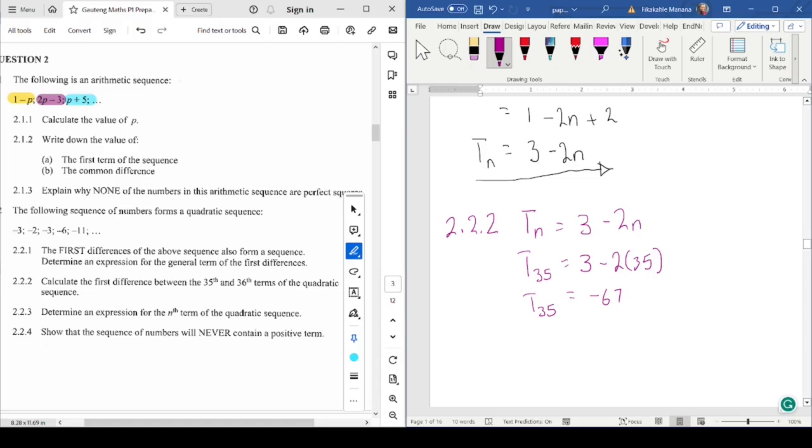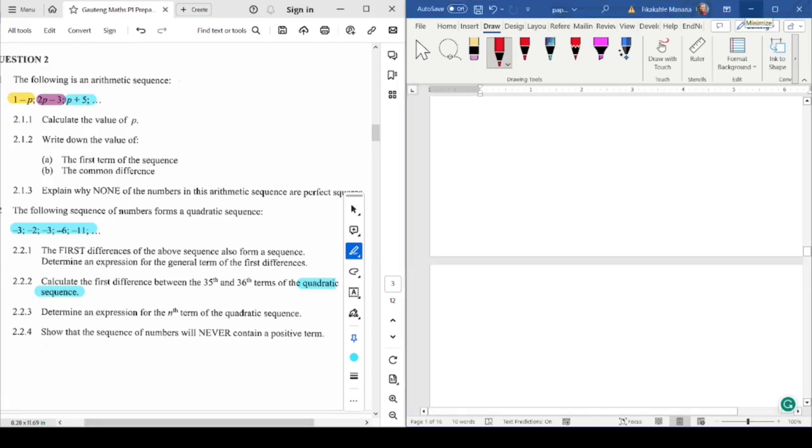You need to read the English. It says of the quadratic sequence, and the quadratic one is the first sequence. This is the quadratic one. But this formula is of the arithmetic one, which is of the first difference, and that is why we use this formula then to find that first difference number, which is minus 67.